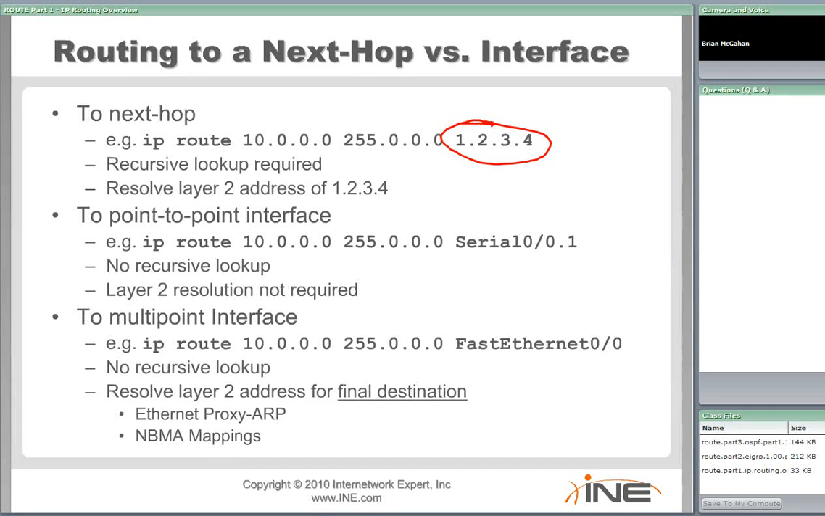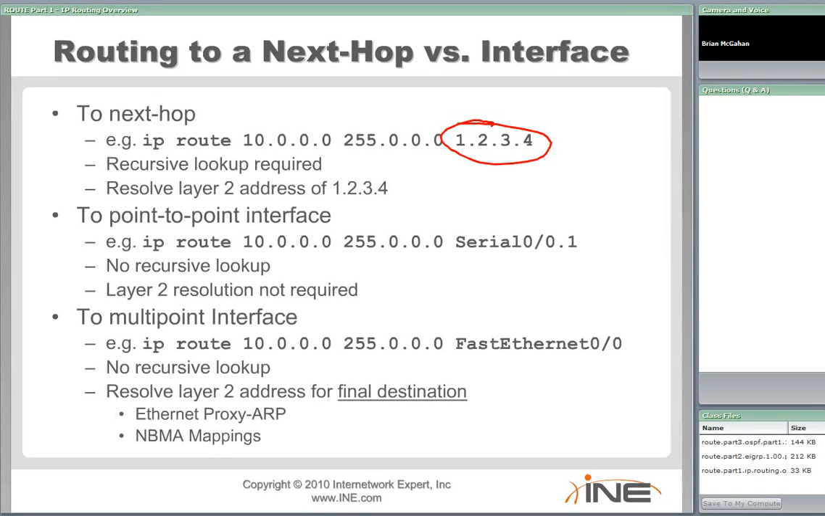What this means is that we now need to do an additional recursive lookup to figure out where is the destination 1.2.3.4. So it could point to another static route, could point to a dynamic route, could point to a connected route. In this type of case, when the layer 2 frame is built, we use the layer 2 address of the IP destination 1.2.3.4.